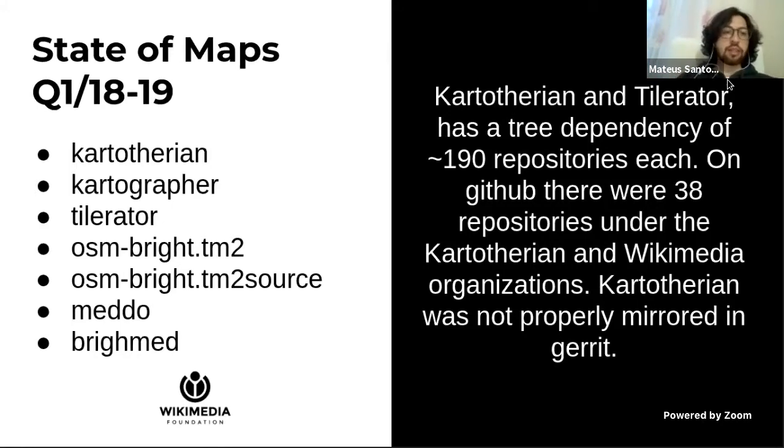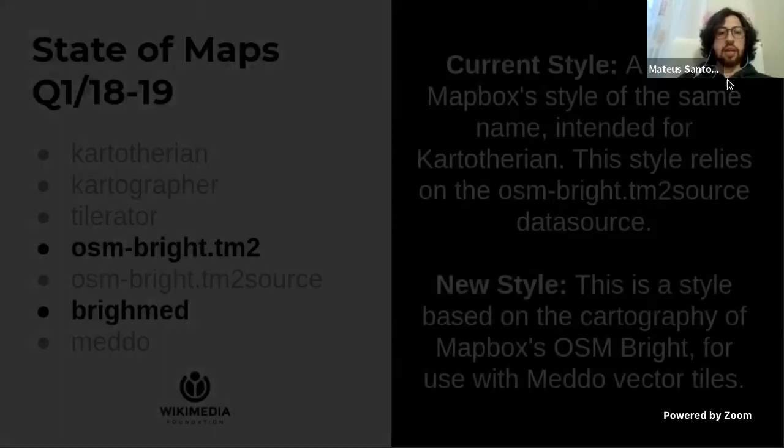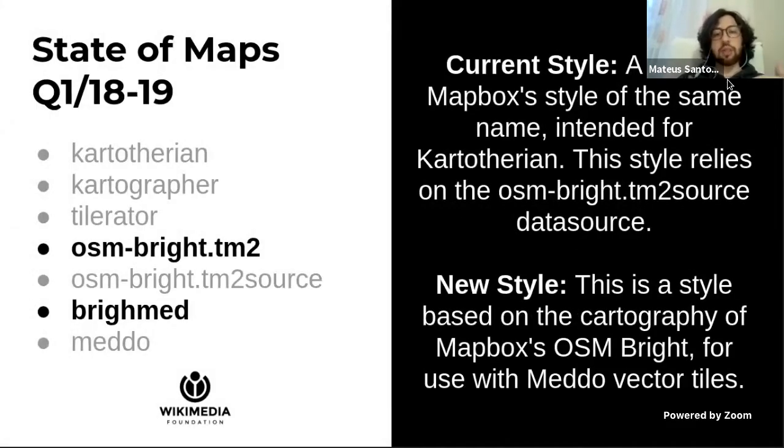And you can see a list here: Kartotherian, Kartographer, and Tilerator, which I mentioned, but there are 2 more components, because every data needs a style on how to render it. And we have OSM Bright, which is a fork of a Mapbox style, and it's basically a CartoCSS project where we have the rules on how to render the maps, how we are going to paint roads, how we're going to paint lakes, and stuff like that.